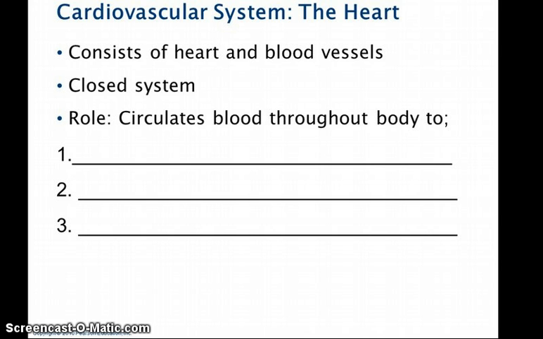So what is the cardiovascular system? Well, it's an organ system that consists of the heart and blood vessels, and it's a closed system. Closed means that it doesn't open to the outside of the body.